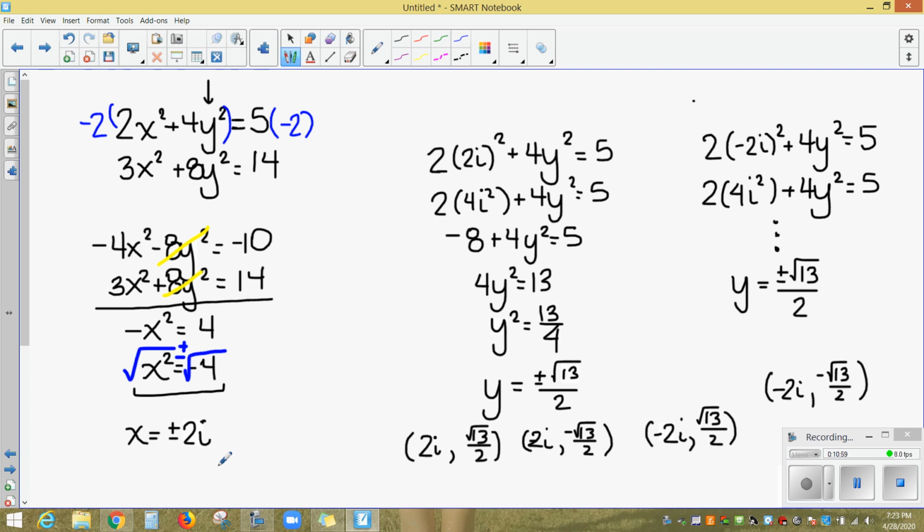Okay. What your author will write, and it's a nice shorthand way to write it if you're comfortable and understand what it means, is we have all four combinations here, plus or minus 2i, comma, plus or minus square root of 13 over 2. Okay.